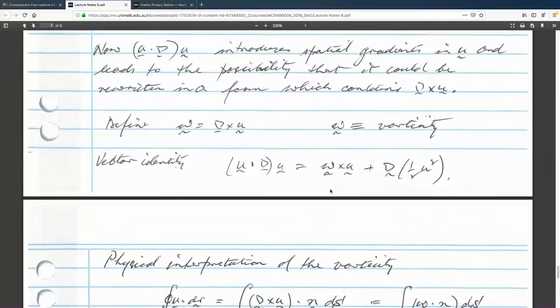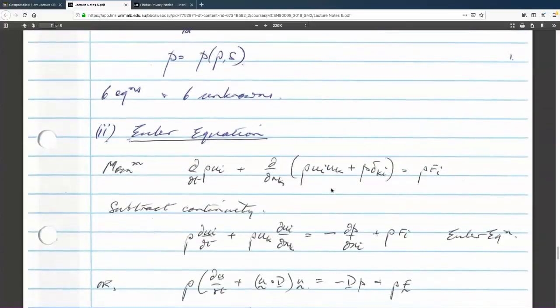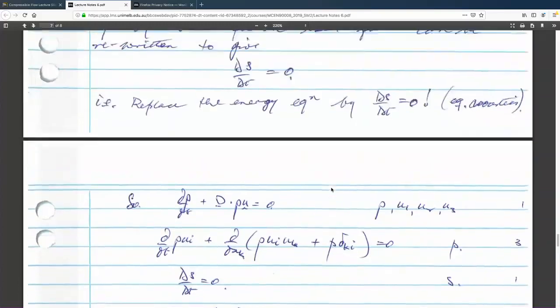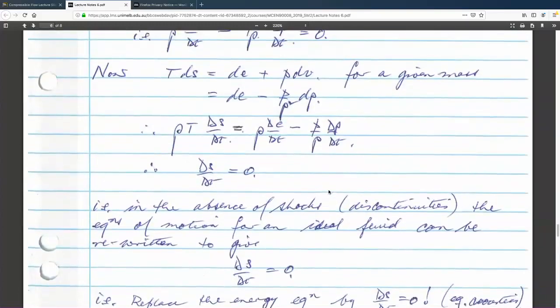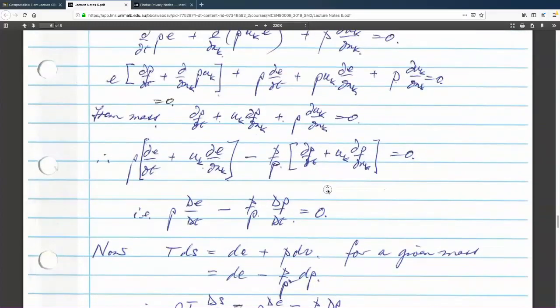You can see I don't know what I'm doing. Oh yeah, I'm nearly there. All right.